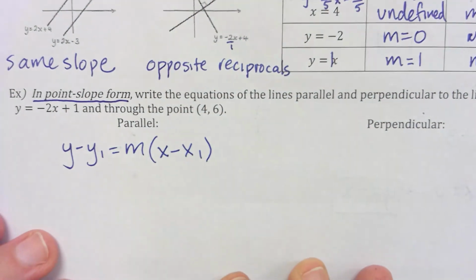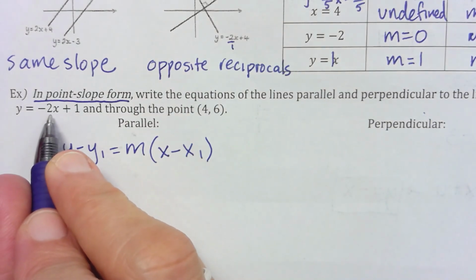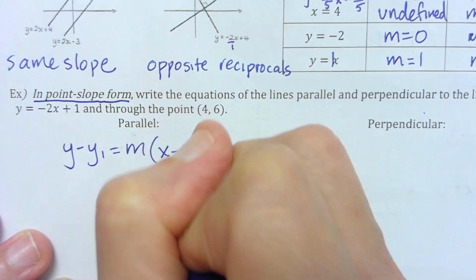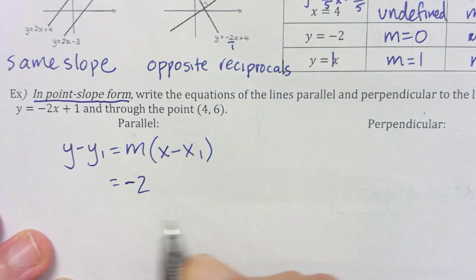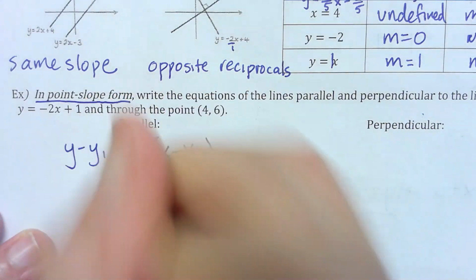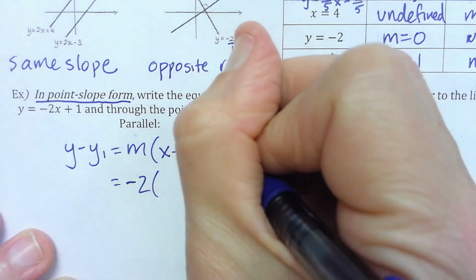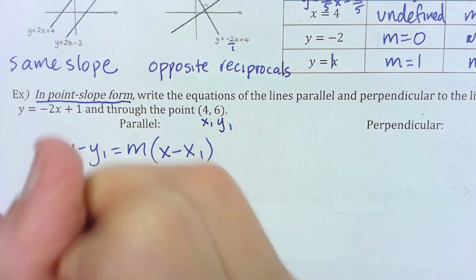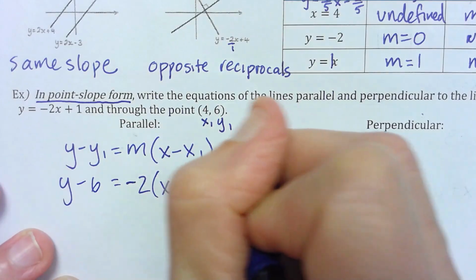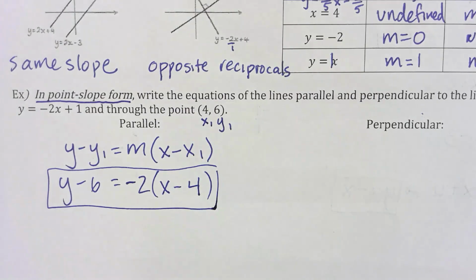Okay. If it's parallel to this, the slope is the same. And this is my point. Point slope form, all you need to know is the slope, which is the same, and a point. x1, y1. So this would be x minus 4 and y minus 6 over here. That's the point slope form. It doesn't say that you have to switch it to slope intercept form or anything. It says write it in point slope form.